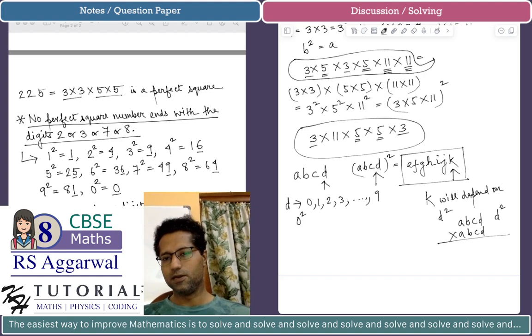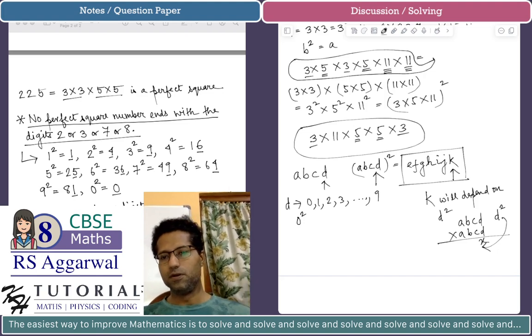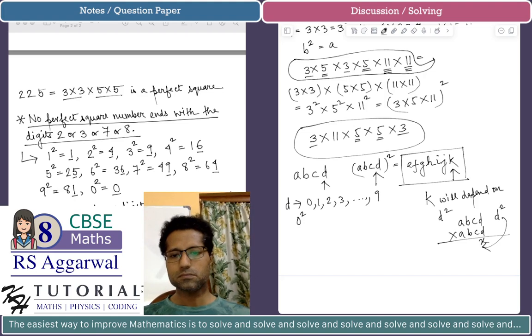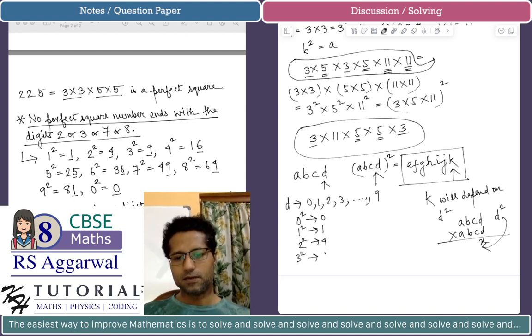the digit in the unit place of d square has to be here. Let's say that be x, where x is the digit in the unit place of d square. So definitely, we know that d can only be 0, 1, 2, 3, 4. Now let's see, when we take square of the digits, what are the possibilities? 0 square is giving 0, 1 square is giving 1, 2 square is giving 4, 3 square is giving 9, 4 square is 16, but we are getting 6.